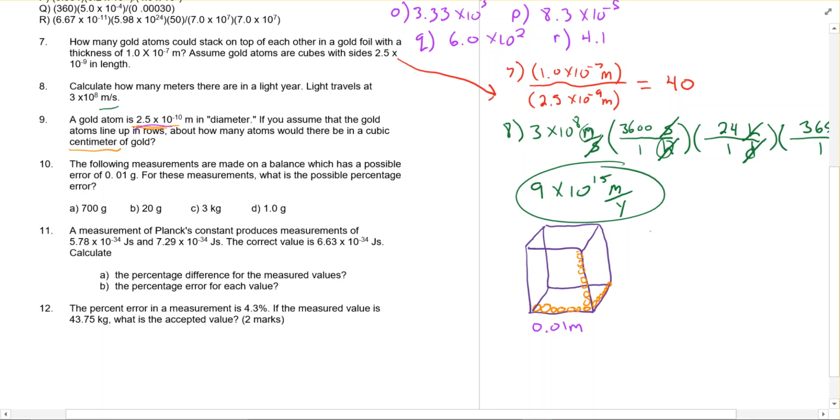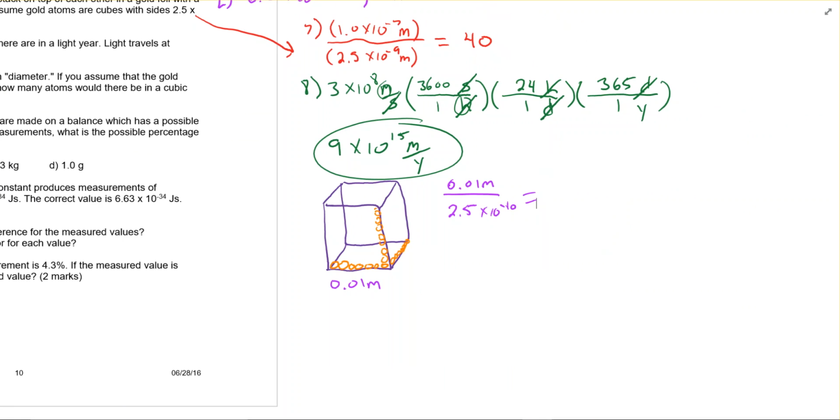So let's do the calculation over here: 0.01 meters divided by 2.5 times 10 to the negative 10. That's going to be 4 times 10 to the 7. There are going to be 4 times 10 to the 7 gold atoms along the bottom, and 4 times 10 to the 7 this way and also up. So all I have to do now is take 4 times 10 to the 7 cubed, just to the power of 3.